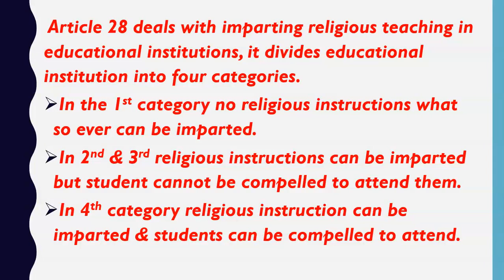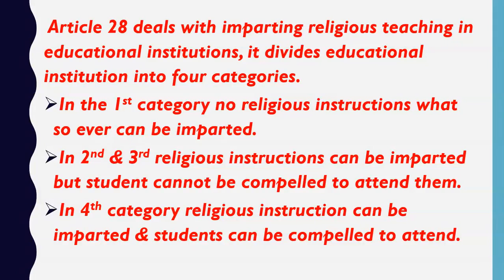In these types of educational institutions, no religious teachings can be given. No religious instructions can be given. For example, in any government-owned educational institute, you cannot teach the students about the Hindu religion. You cannot teach them about Islam, Christianity, Buddhism, Jainism or any religion. So in the first category of educational institutions, which are government-owned and managed by the government, no religious instructions can be given.